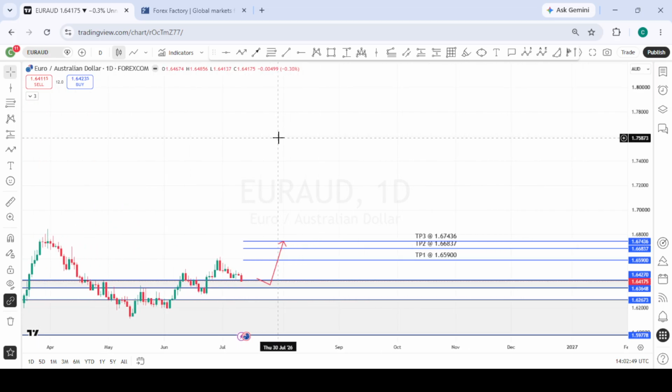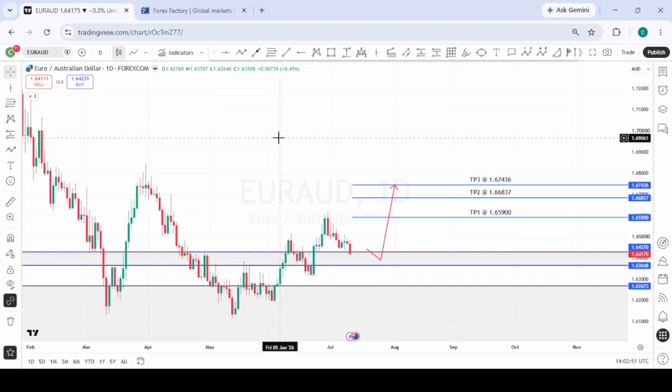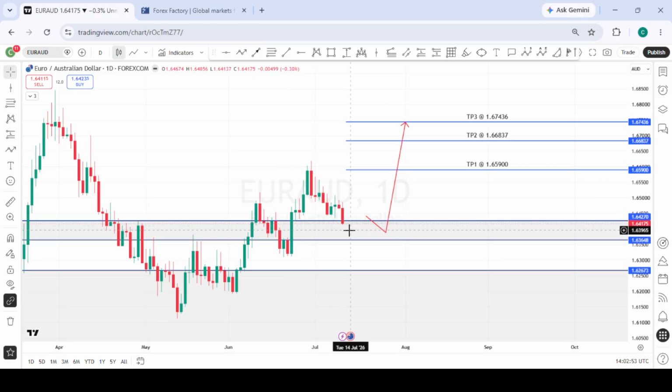This is EURAUD. So for EURAUD, last week we anticipated that price was going to pull back into this very area of interest to give us buying opportunities to the upside. Price has finally hit the area of interest, so we are going to be patient to see how it develops here and look for buying opportunities to the upside.